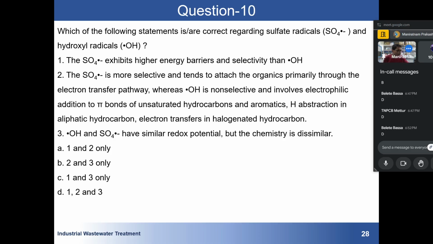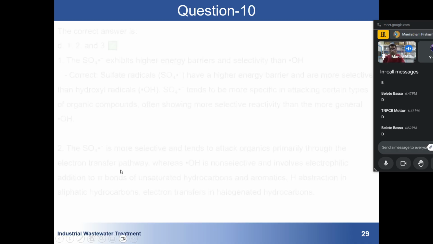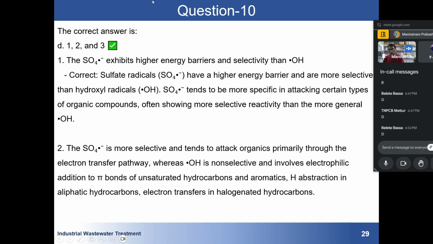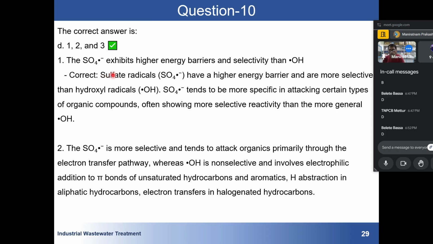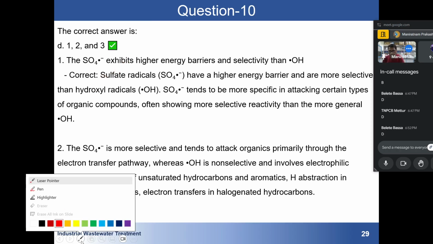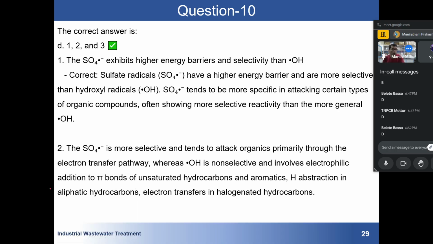We have got one answer. We have got two answers. Good. So we will be seeing one by one. The correct answer is D. Yes, all three options were correct. Sorry. All three options are correct.